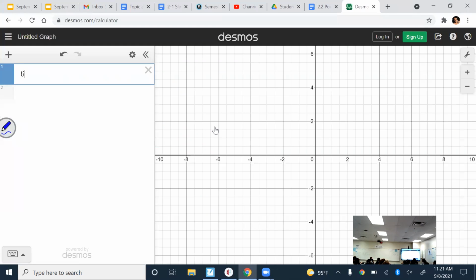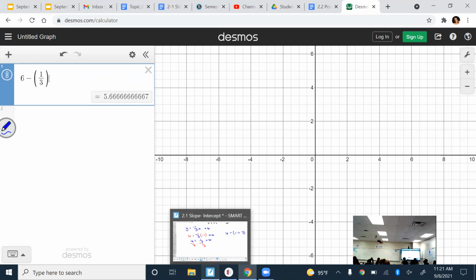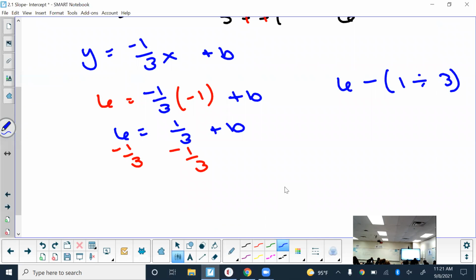All right, so we have 6 minus 1/3, and I always say put your fractions in parentheses, so the calculator can read it right. So we have about 5.7, right? That is our B value. 6 minus 1/3 is 5.7-ish. Questions about that?